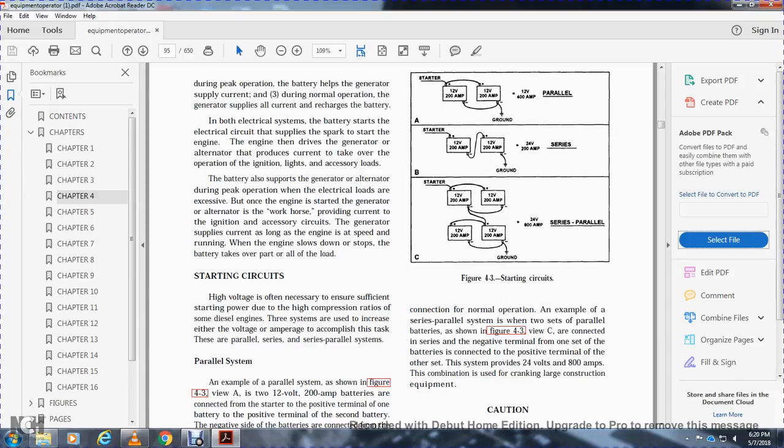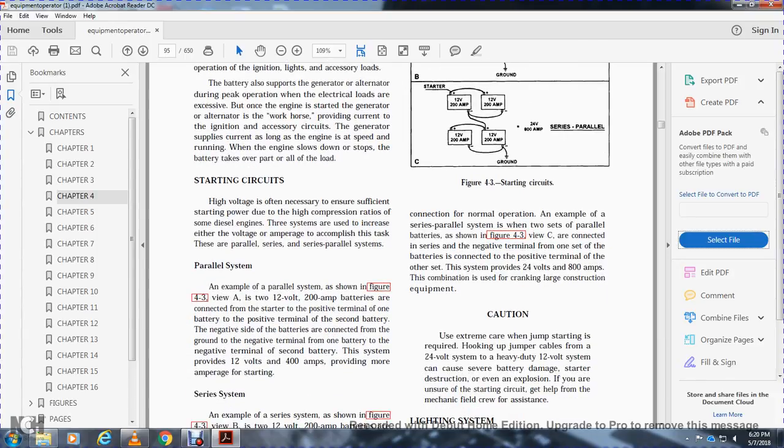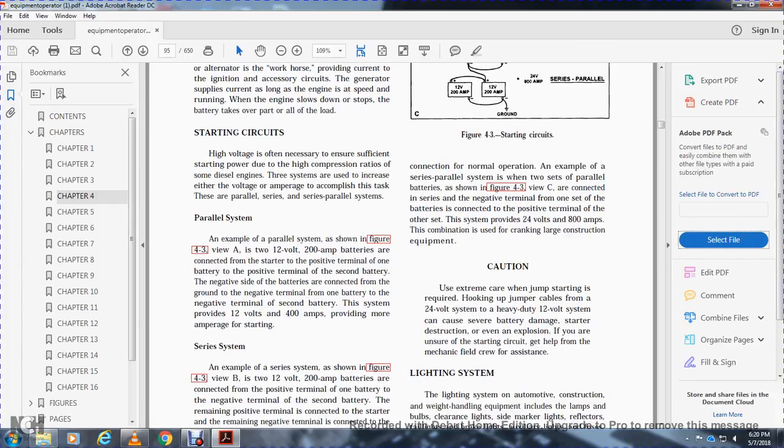The starting circuit needs high voltage for efficient starting, to provide power for the high compression ratio of diesel engines. These systems are used in groups, with either voltage or amperes increased, to accomplish the task: parallel, series, or series-parallel systems.